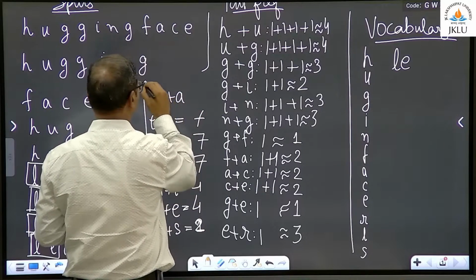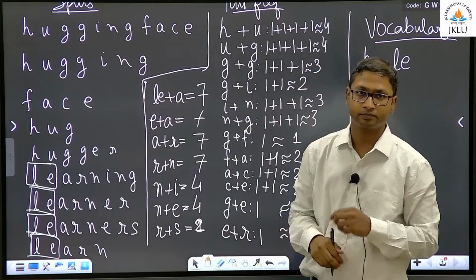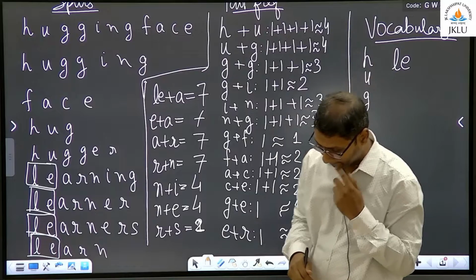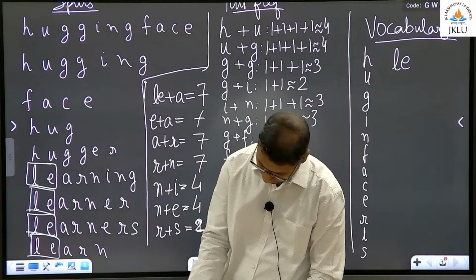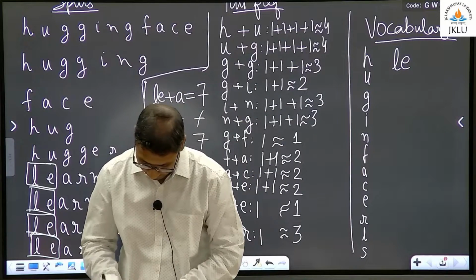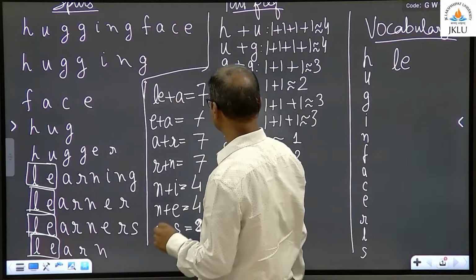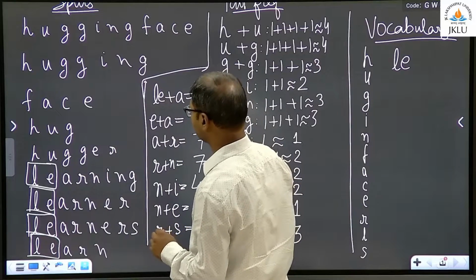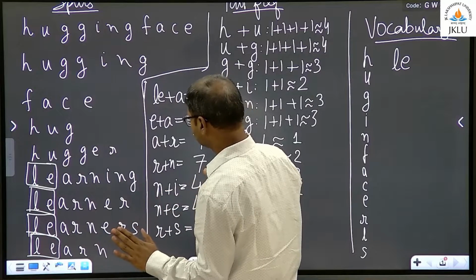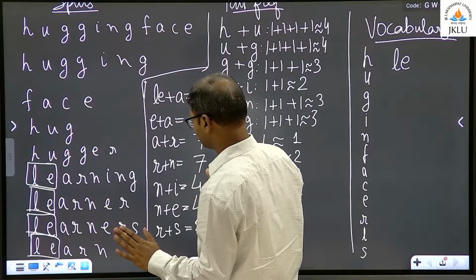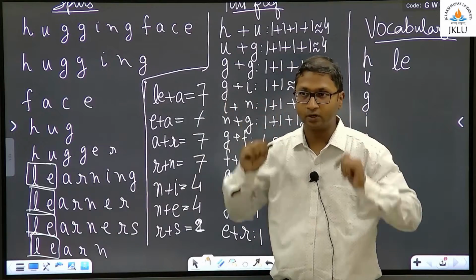LE plus A, how many times? 7 times. Okay. You don't see EA anywhere? No, if you don't see EA, see, we are doing this inside a loop.